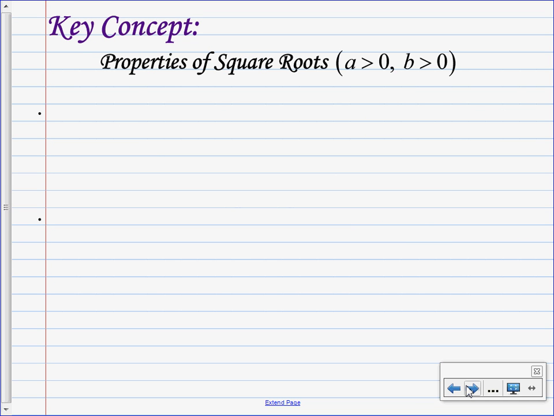Okay, we're going to talk about the key concepts now, and there's 3 of them that we're going to talk about today. This is the first one, and it's the properties of square roots, as long as A and B are greater than 1. Next time we'll talk about A and B being less than 1, and that's when we get into imaginary numbers. I know some of you have heard about those, okay? But we'll get into that next time. So the first one is the product property. And that says, very simply, that the square root of A times B equals the square root of A times the square root of B. So I can separate them out or I can put them together. Either way.